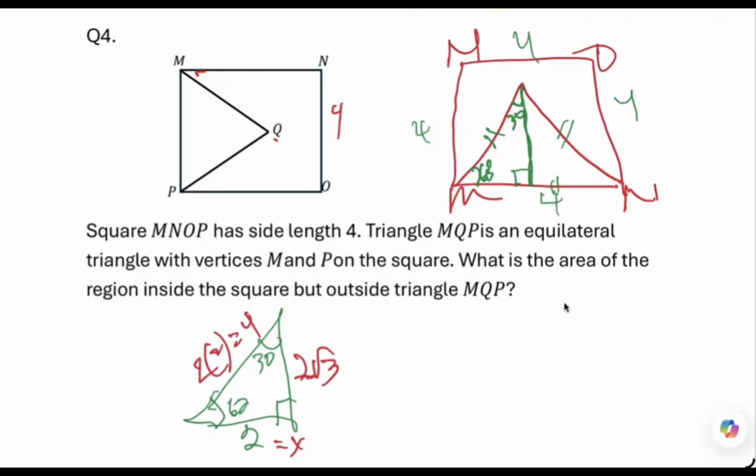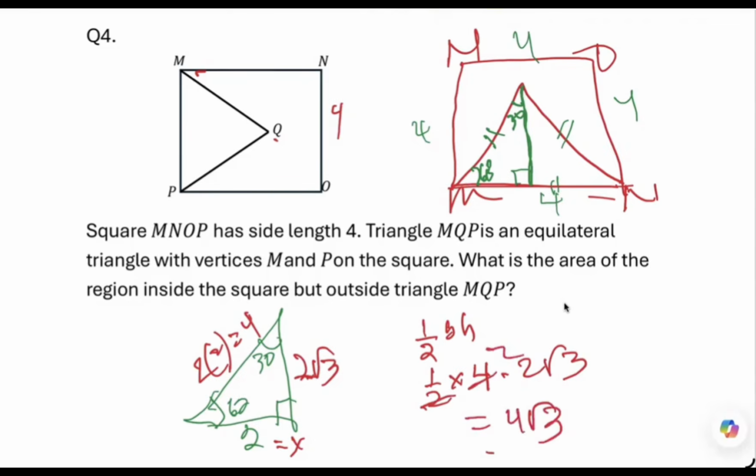Now, we can just calculate the area of the equilateral triangle, which is what? Half times the base times the height. The base is the whole 4. So 1 half times 4 from here to here. And the height is 2 square root of 3. That's all. Half of 4 is 2, and this gives you 4 square root of 3. So this is the area of the equilateral triangle. The area of the square is going to be 4 times 4, which is 16.